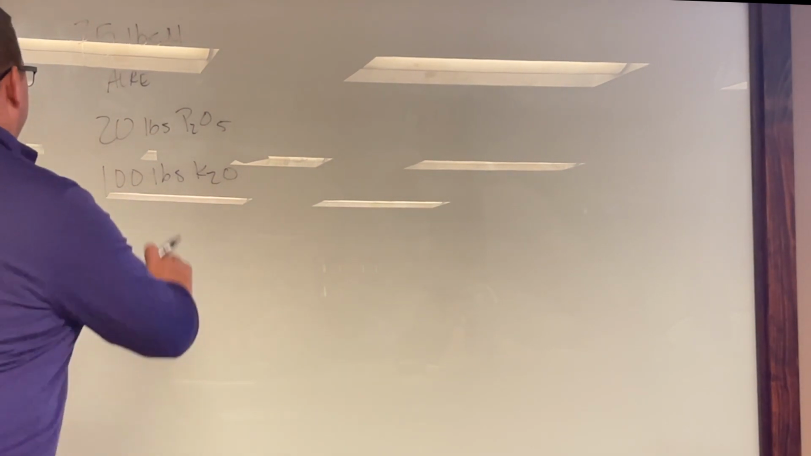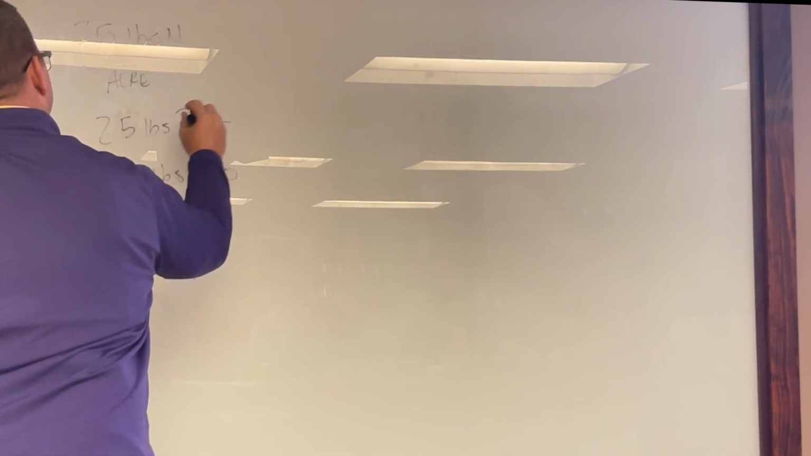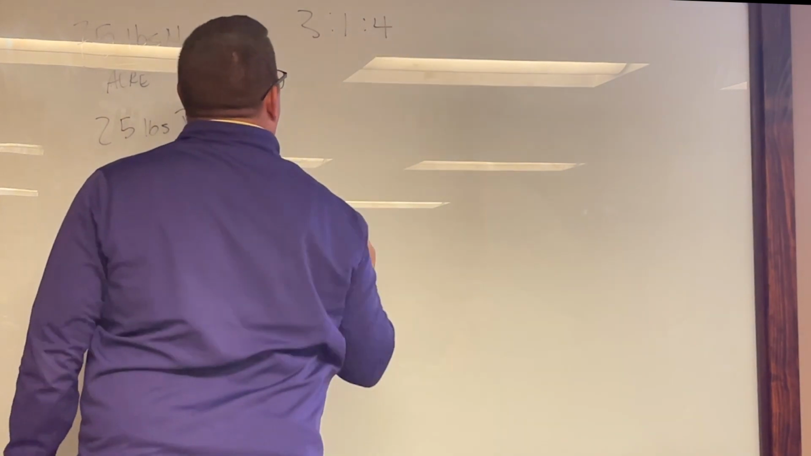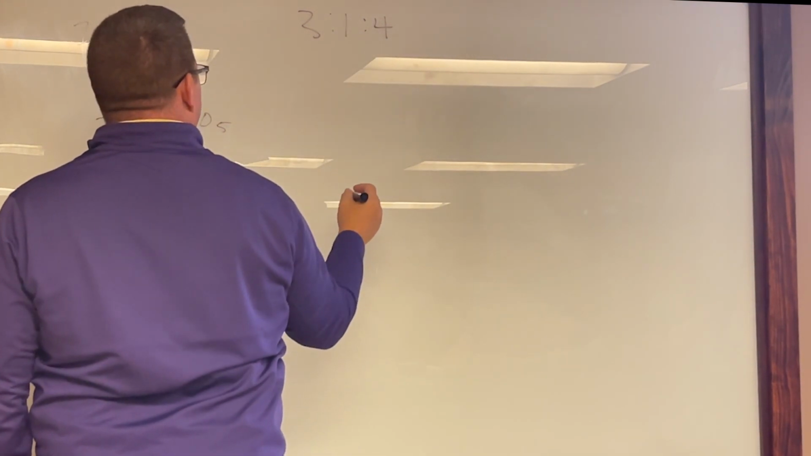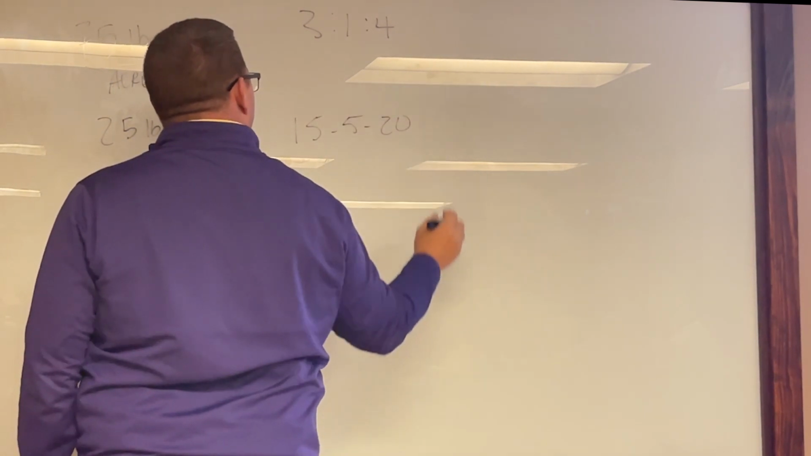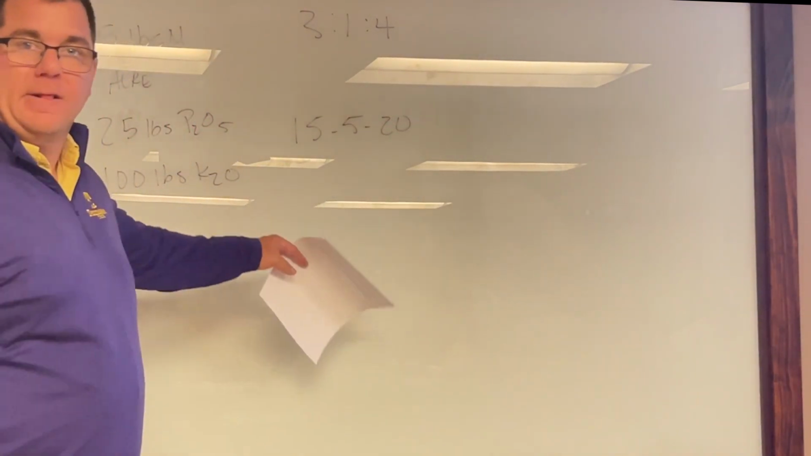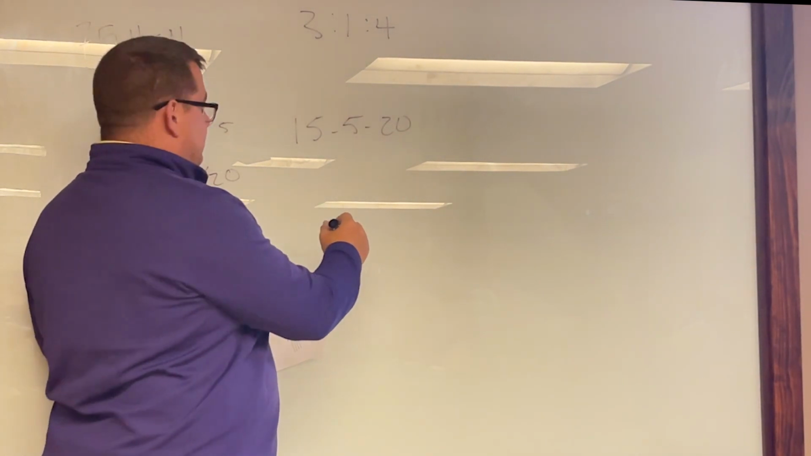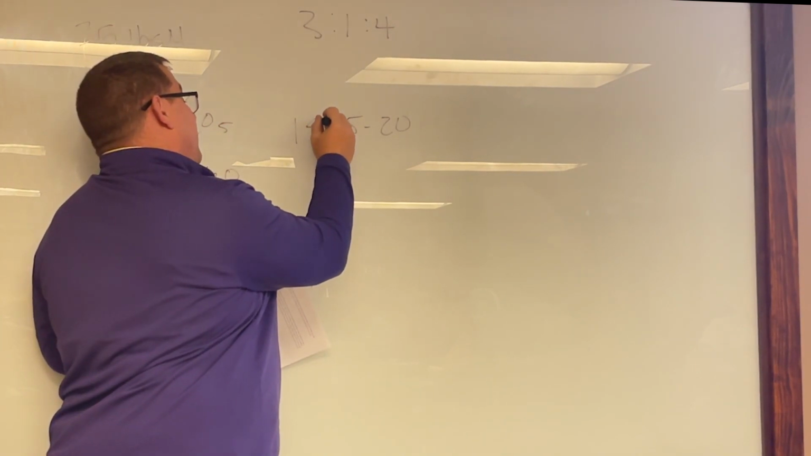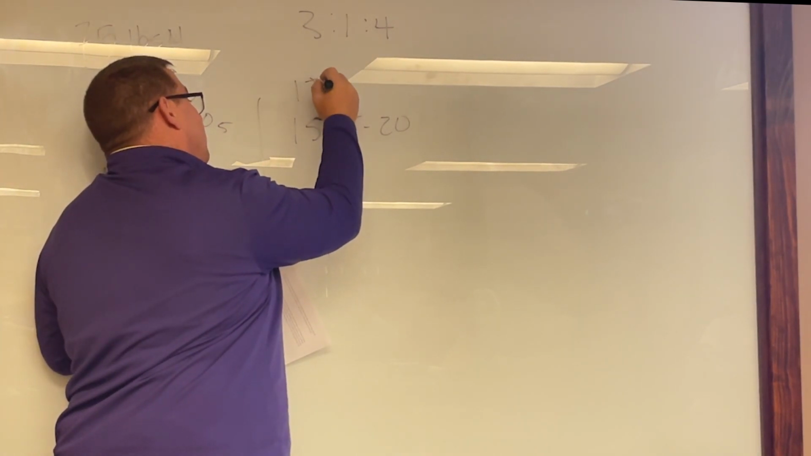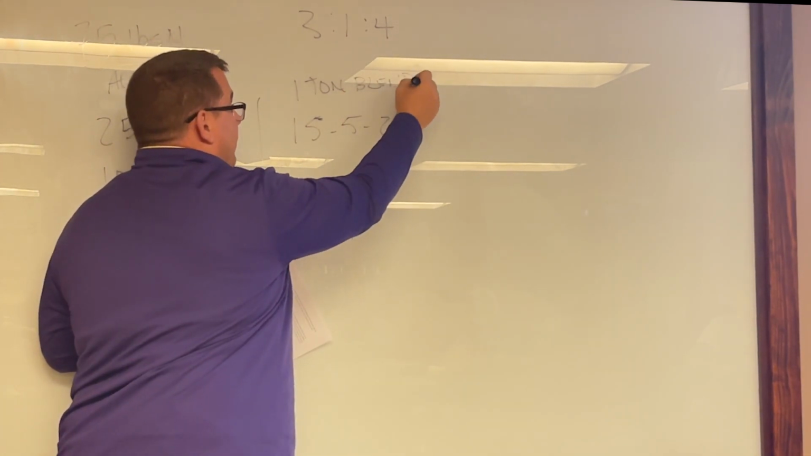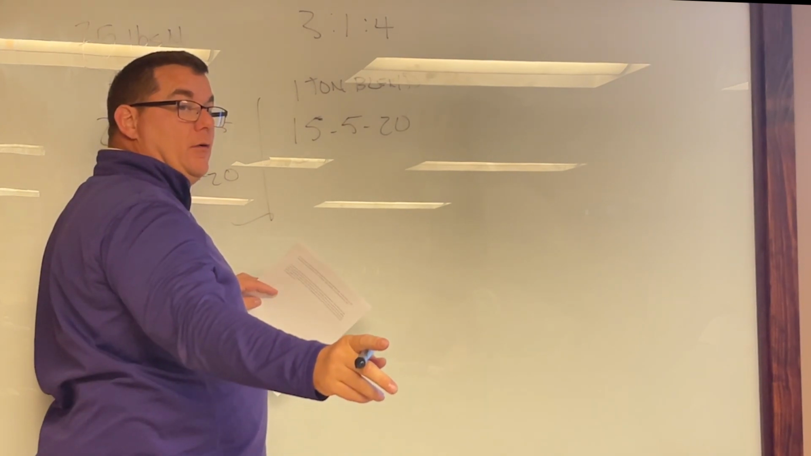So we would have just made this up, we would have just brought this up to 25, and this would give us a 3, 1, 4. And so then we would make our blend, and let's say we want to make a 15, 5, 20. How many pounds of N do we need? 75. How many pounds, now we're into the blend part. 1 ton blend. Spell it right. What do we need to do now?